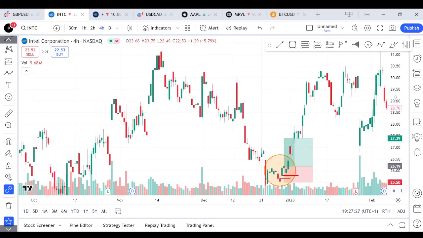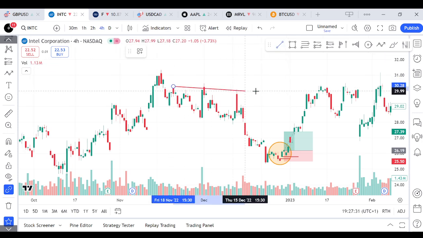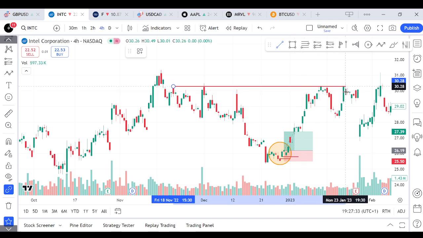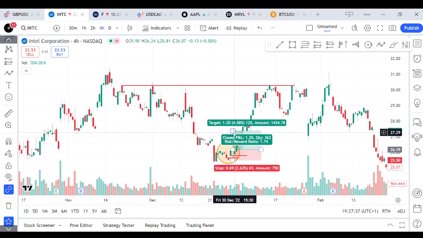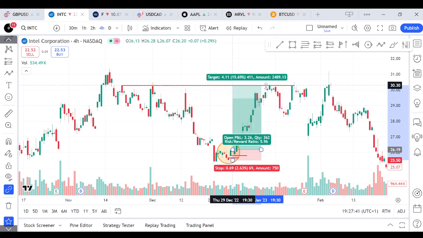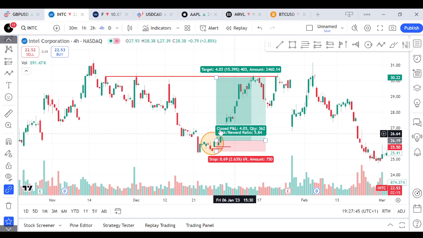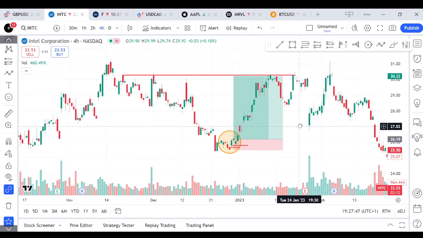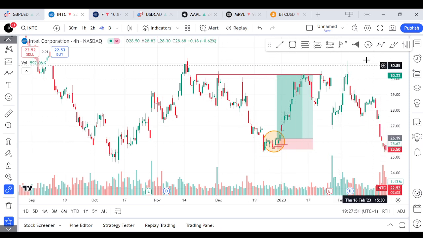previous resistance levels like this one, or you could just do a 1:1 or 1:2 risk to reward ratio, whichever one suits you. And that was how we were able to catch this buy trade using the bullish kicker candlestick pattern.